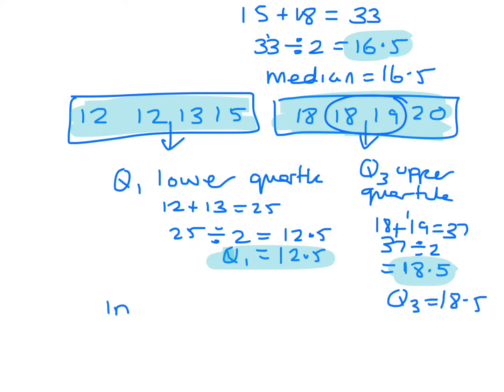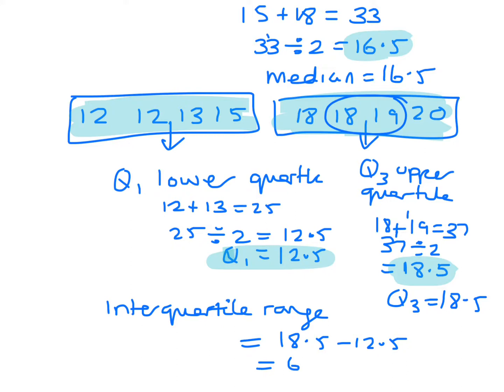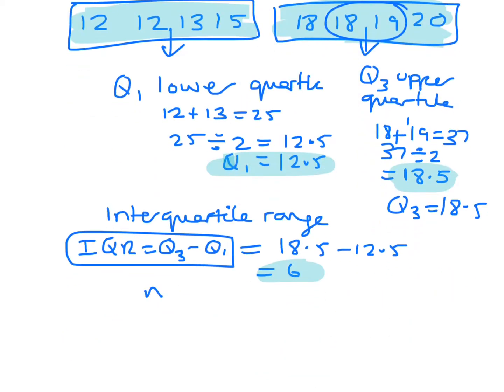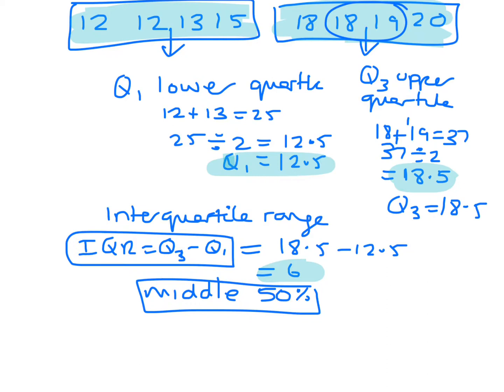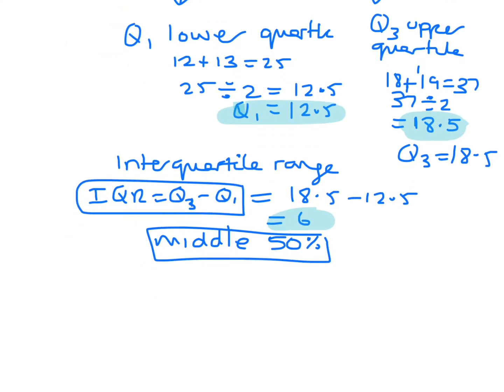Okay, so then the interquartile range will equal 18.5 minus 12.5, which equals 6, because the interquartile range is equal to Q3 minus Q1. It is actually the middle 50%. So it's the range of values in the middle 50%, between 12.5 and 18.5.